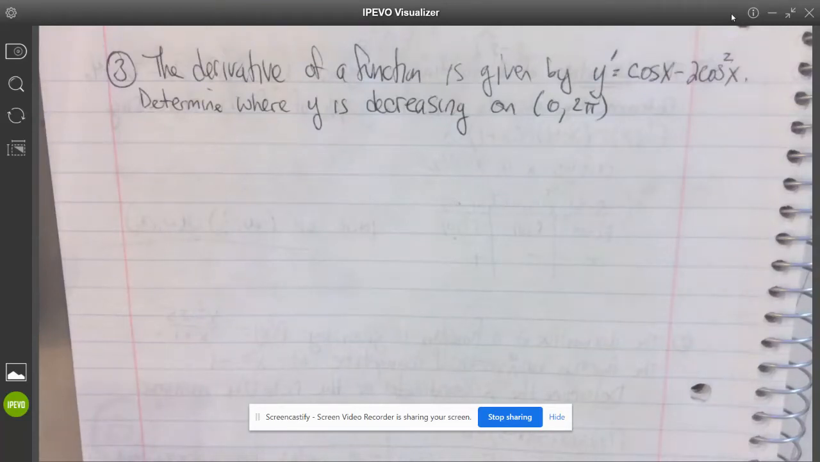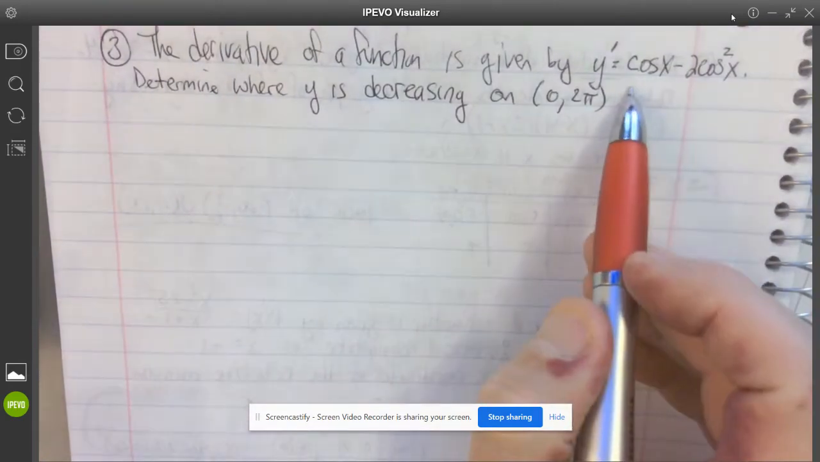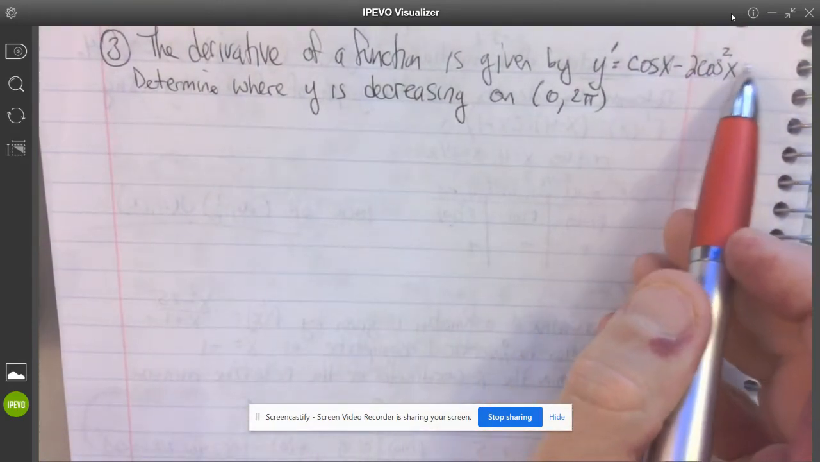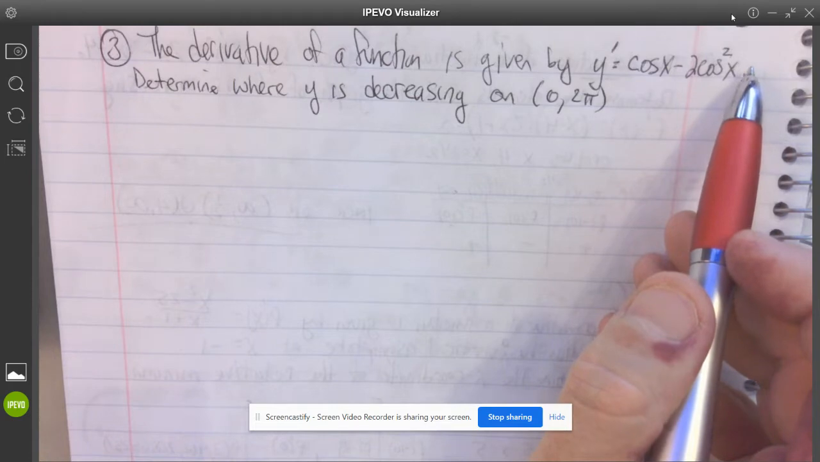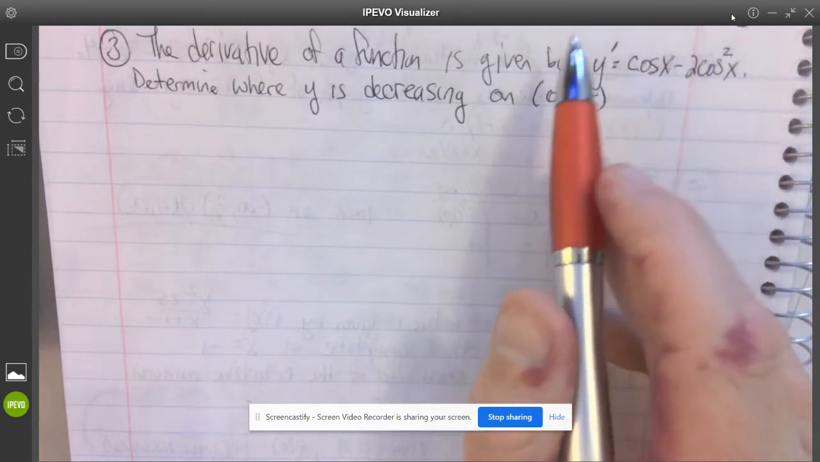Okay, here's a fun one. We're going to determine where this function is decreasing based off its derivative. And here the derivative is cosine x minus 2 cosine squared of x. So same thing as usual. We have to find its critical numbers.